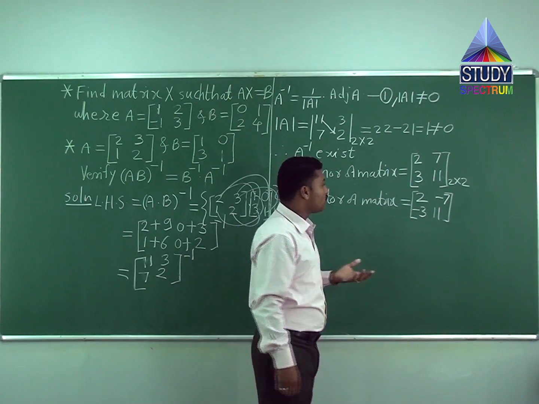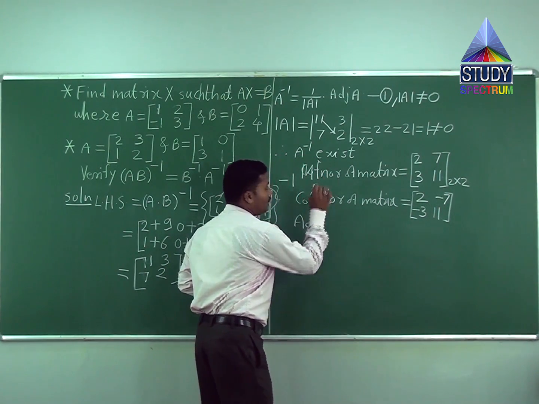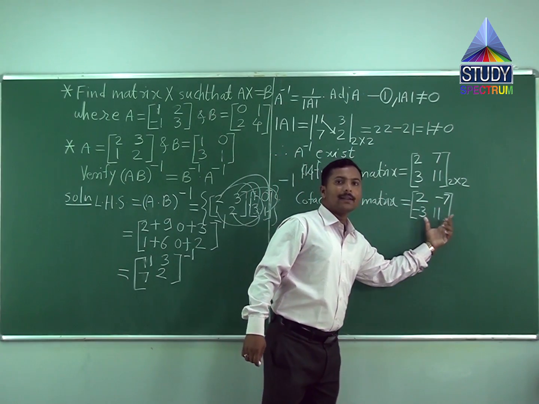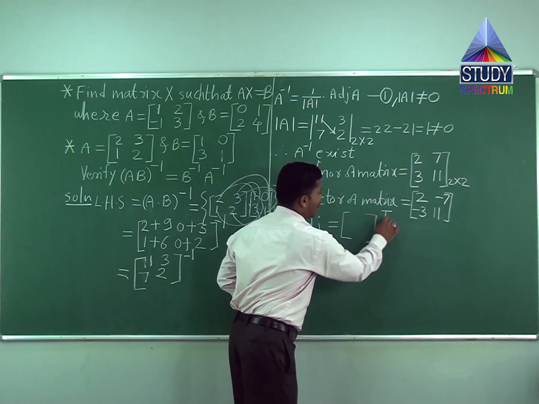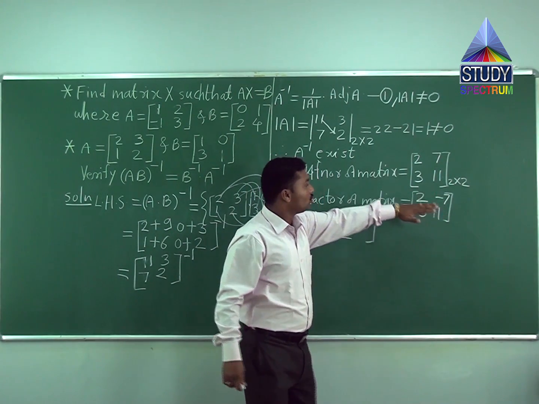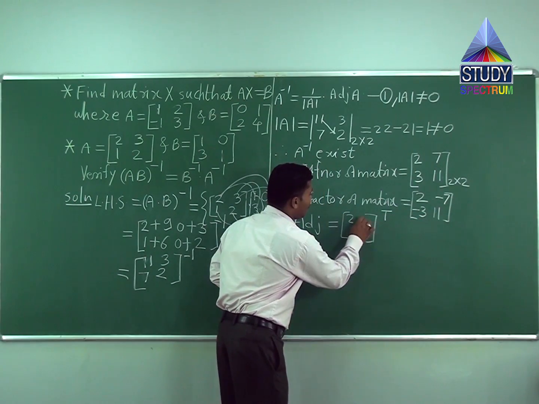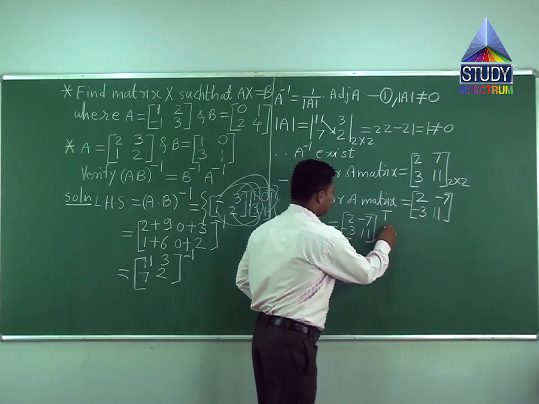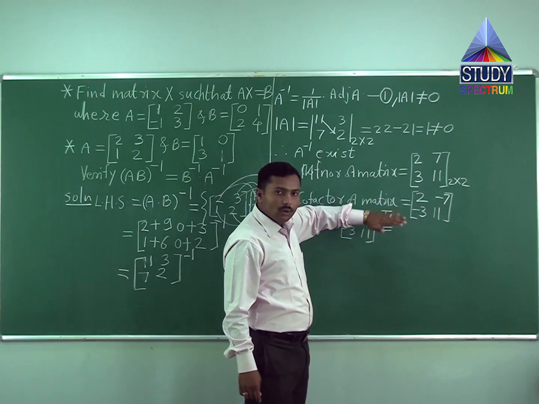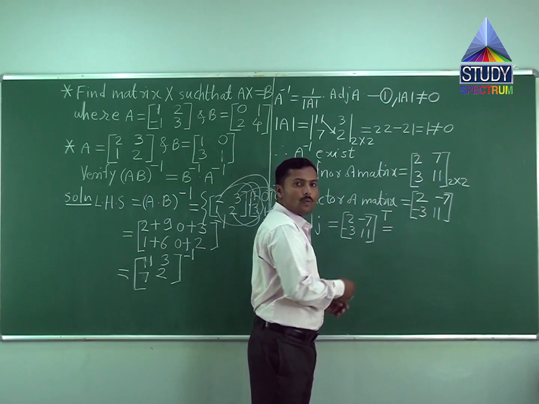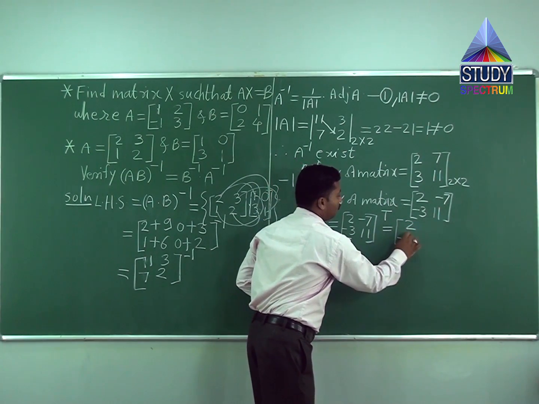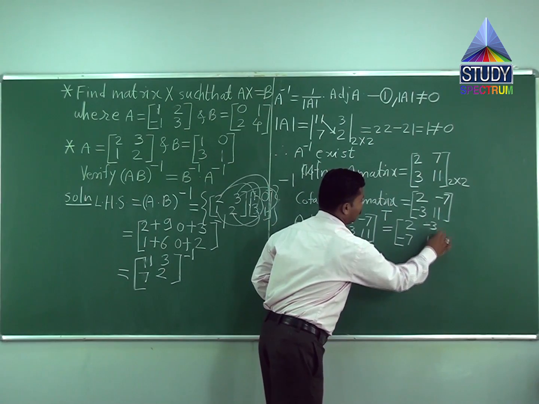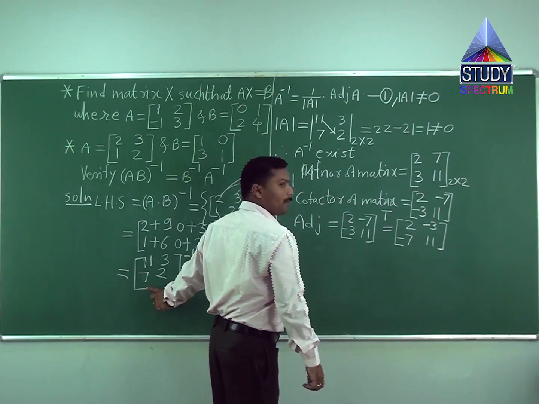So what is the adjoint? The adjoint of this matrix equals the transpose of the cofactor matrix. So we take the transpose of this cofactor matrix: first row 2, minus 7, second row minus 3, 11. Transpose means convert rows into columns. So the first row becomes the first column, and the second row becomes the second column. So this is the adjoint of this matrix.